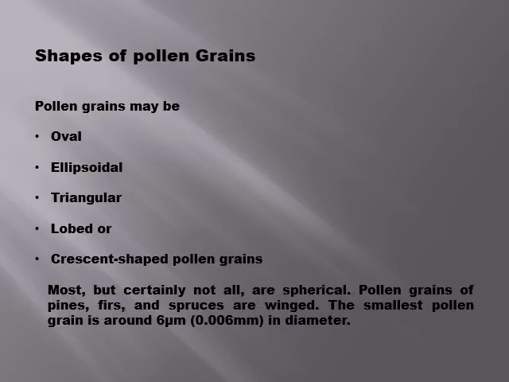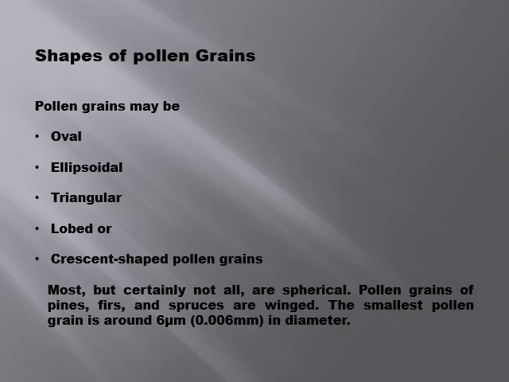Shapes of pollen grains. A pollen grain may be oval, ellipsoidal, triangular, lobed, or even crescent shaped. So basically there are five different shapes of pollen grain: oval, ellipsoidal, triangular, lobed, or even crescent shaped. Most, but certainly not all, are spherical. It means that most of the pollen grains are spherical in shape, but it is not true for every species of plant.